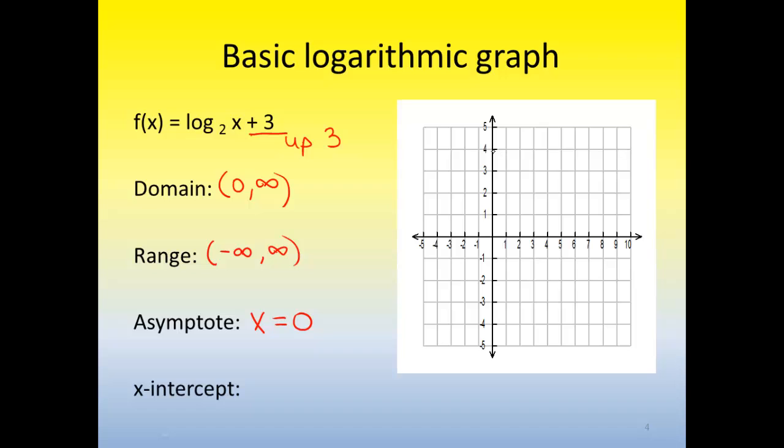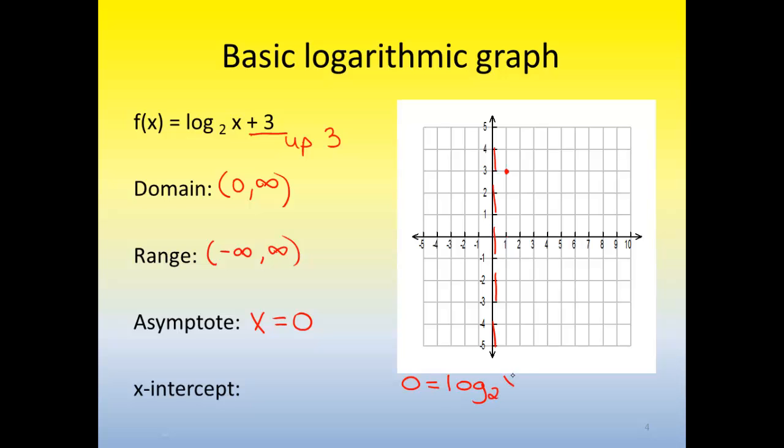So let me sketch what we have so far. Here's our vertical asymptote. Okay, and let's think about what happened. On a basic logarithmic graph, my x-intercept would be at 1, 0. But this has been moved up 1, 2, 3. And so my x-intercept has gotten moved up. So the question is, where is my new x-intercept? Well, x-intercepts tell me that the y is 0.